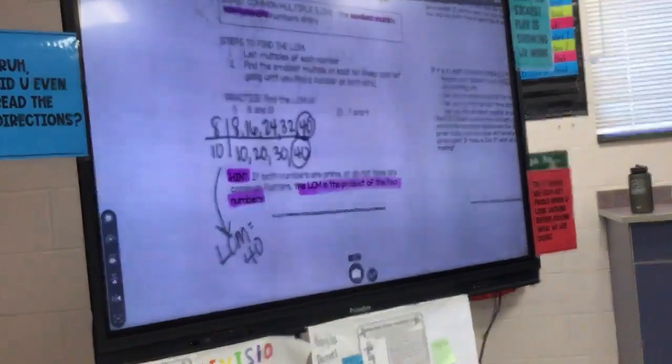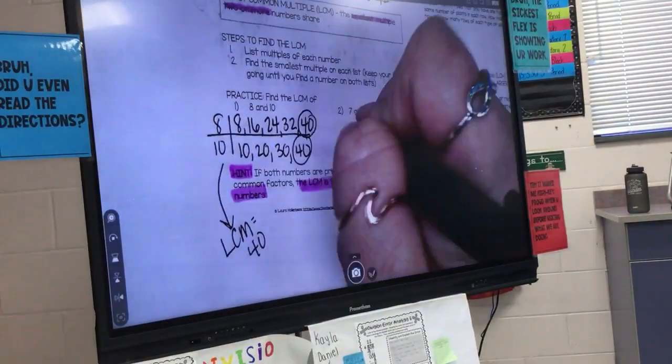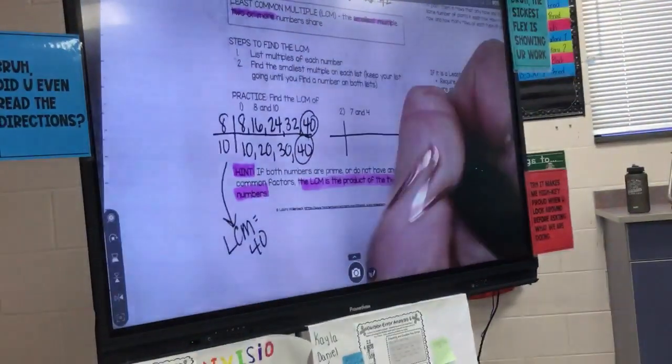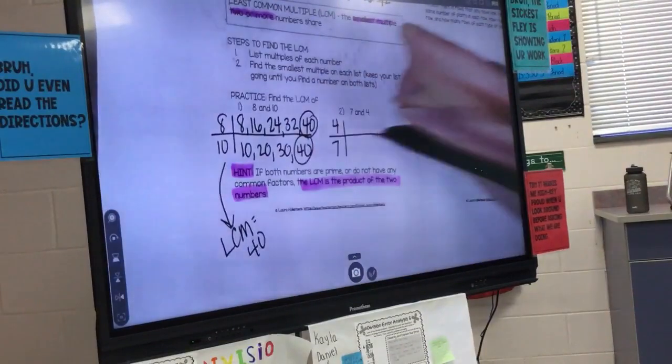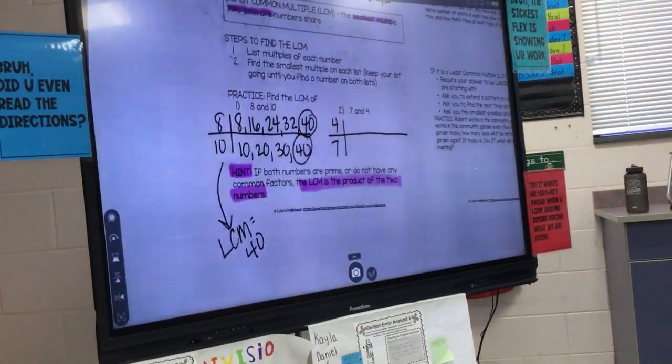So I want you to look at our next one. So number 2. We have 4 and we have 7. What do you know about 7? It's a prime number. All right, so I want you to multiply 4 times 7. Raise your hand, tell me what do you get when you multiply 4 times 7. Emma? 28. So now let's find our LCM.